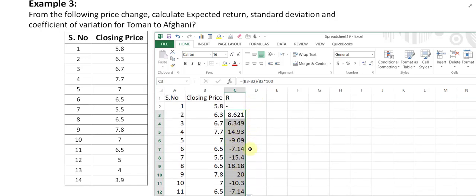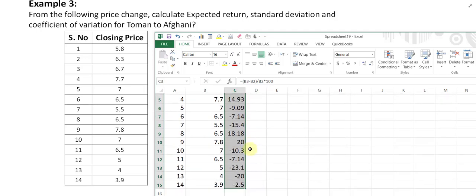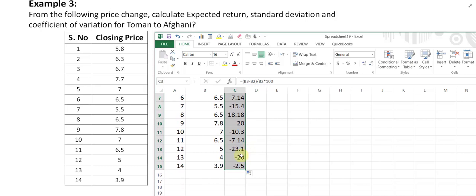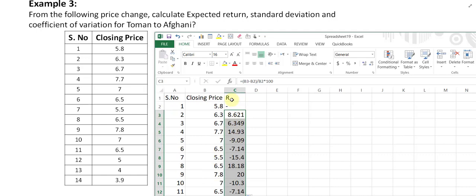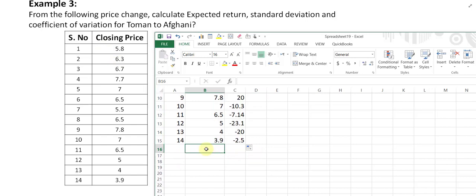Next, how to find out the expected return now? In the previous example, if you remember, we found the expected return by multiplying R into P. But in this example, we don't have P. If you don't have P, this is the formula for calculating the R bar, right? R bar can be calculated in this way. Total of R divided by number of R, you can find out the formula, right?